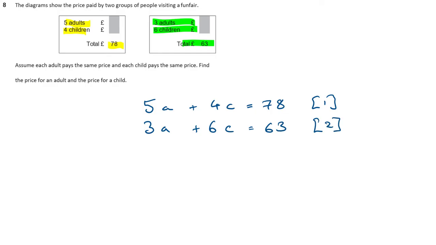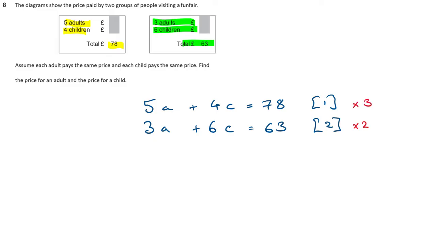Now in order to solve these, you need to try and get the same number on both, either for a or for c, and then you either subtract or add them together to get rid of one of your variables. It's called solving by elimination. I can either try and get the a's the same by multiplying the first one by 3 and the second one by 5. I'm going to try and get the c's the same, and I can do that by multiplying through this one by 2 and this one by 3. That will give me 12c for both.